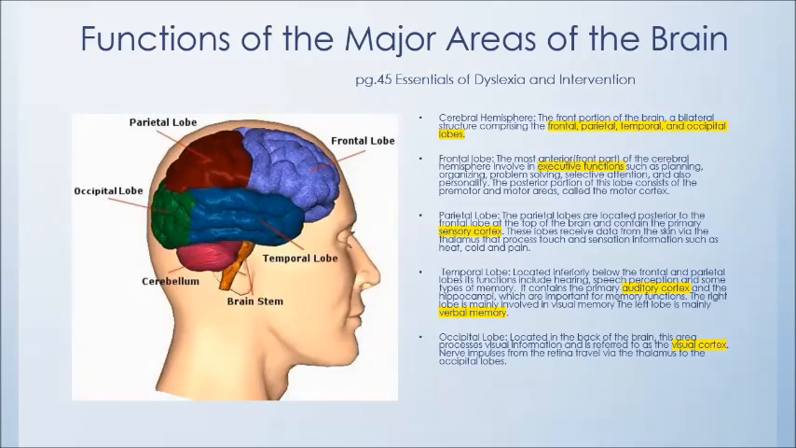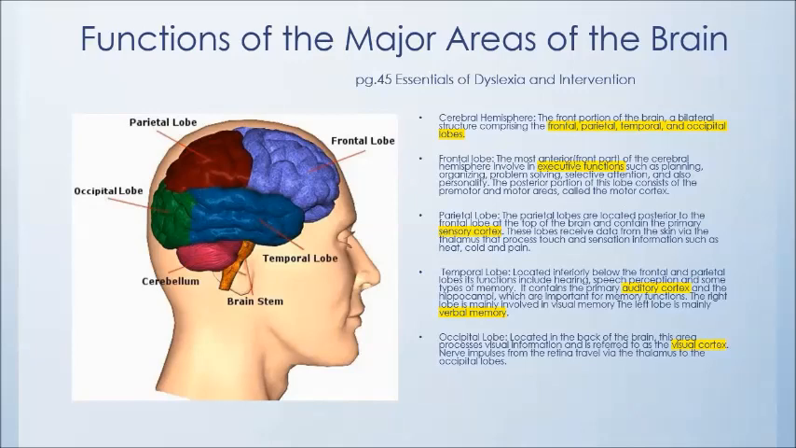This information is coming from the Essentials of Dyslexia and Intervention book, page 45. The cerebral hemispheres consist of the frontal, parietal, temporal, and occipital lobes. The frontal lobe is the most anterior of the cerebral hemisphere. It involves the executive functions such as planning, organizing, problem-solving, selective attention, and also personality. The posterior portion of the lobe consists of the premotor and motor areas called the motor cortex.